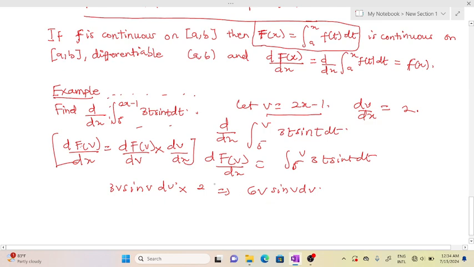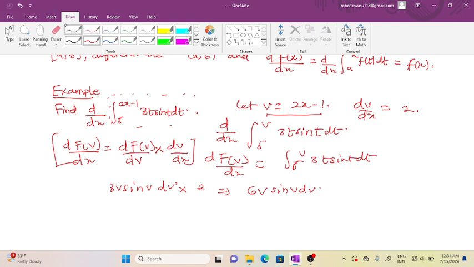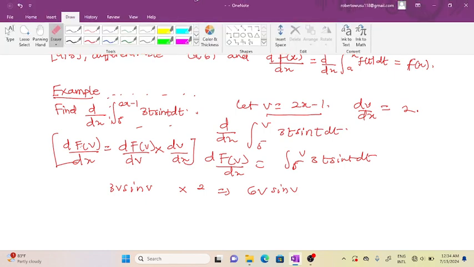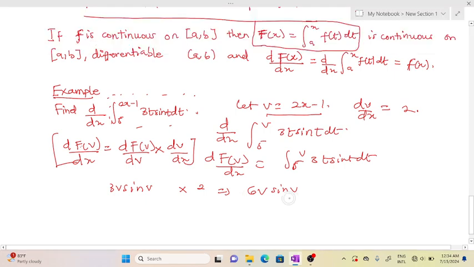So at this point, there's no need bringing the dv, because that is a signature of the integral. So there wouldn't be any dv here. Since I have 6v sine v, and I have been able to express my dF of v over dx, the only thing I have to do is to bring my substitution, because I wasn't given v. So 6 multiplying 2x minus 1 sine of 2x minus 1.